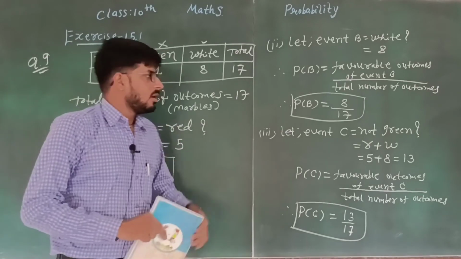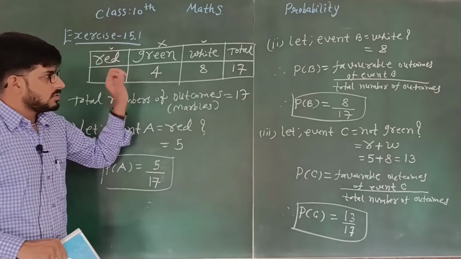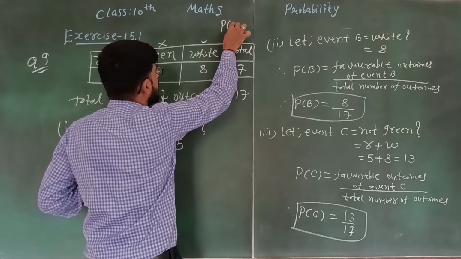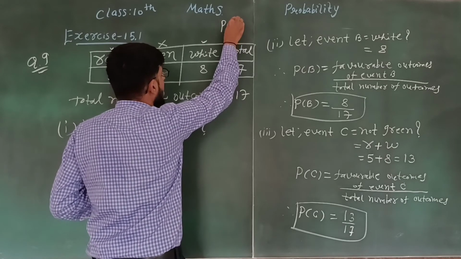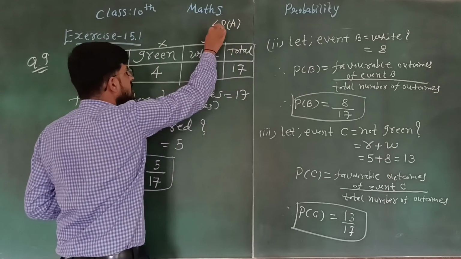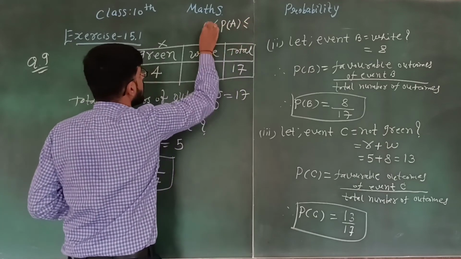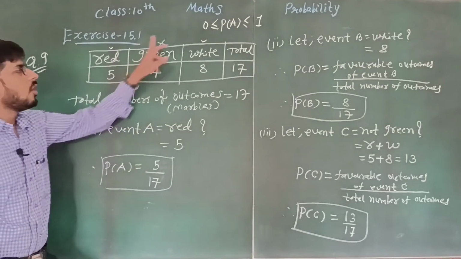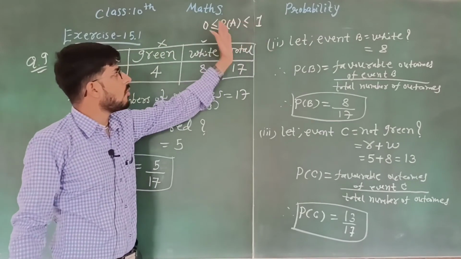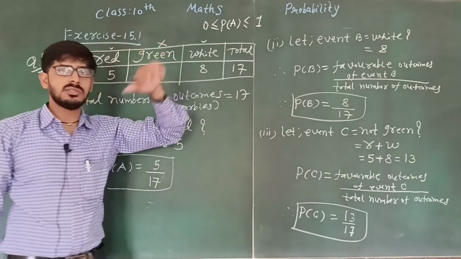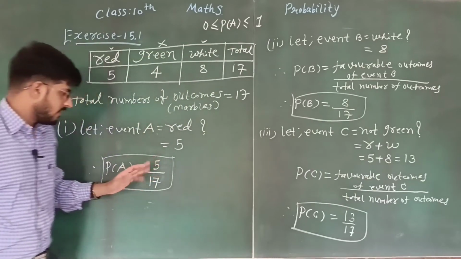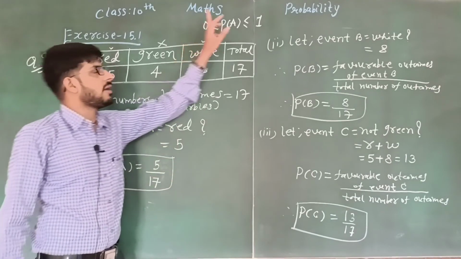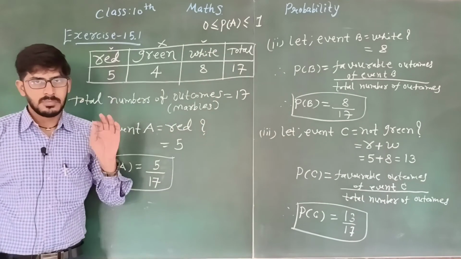And one more thing we have to check. The probability of any event, suppose the probability of A, is always between 0 and 1. It means not more than 1 and not below 0. It means never negative. Whenever we divide, we get the answer between 0 and 1. Is it clear? Thank you.